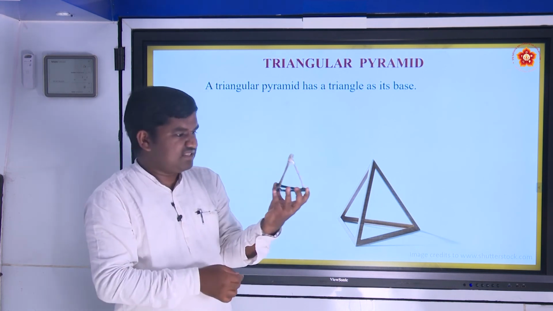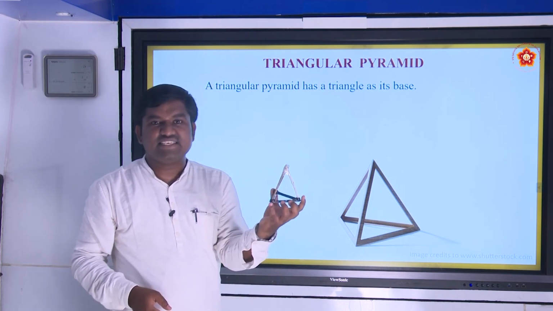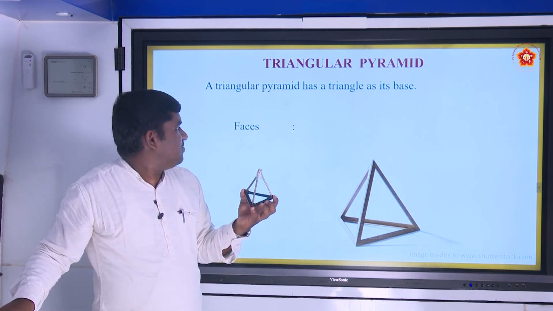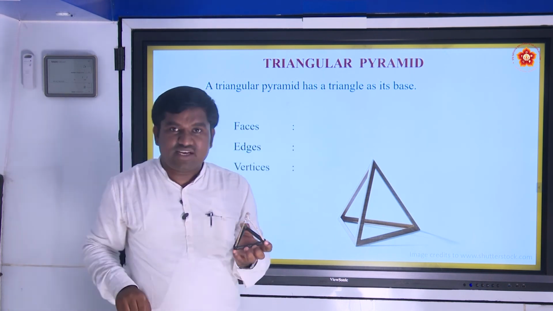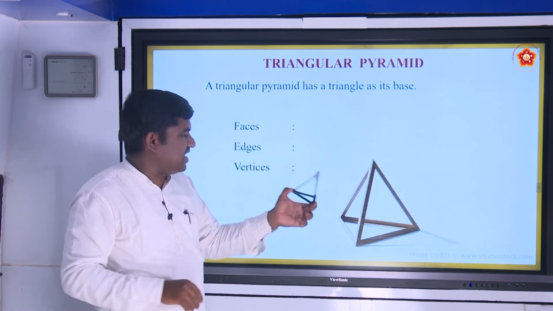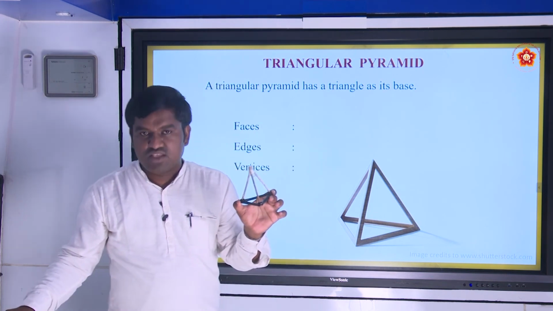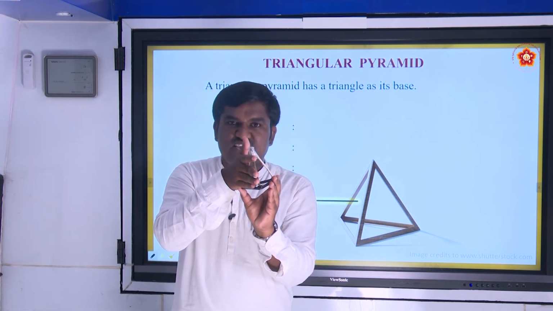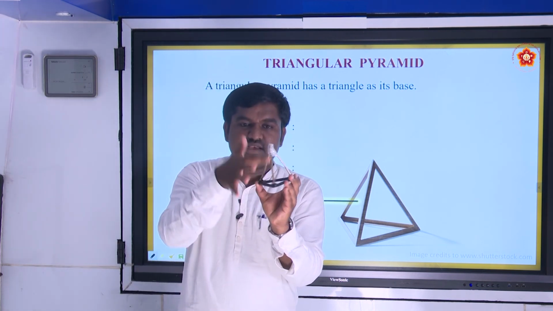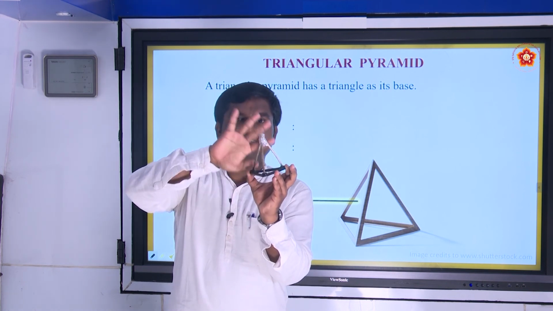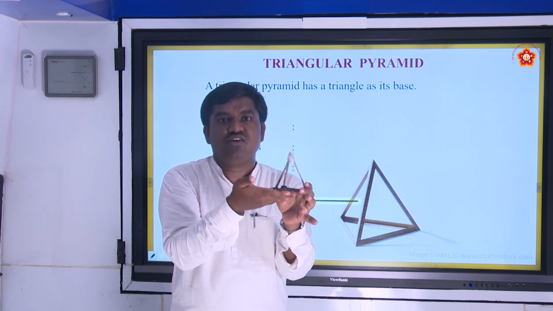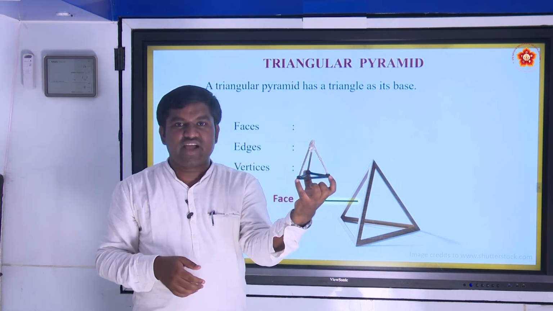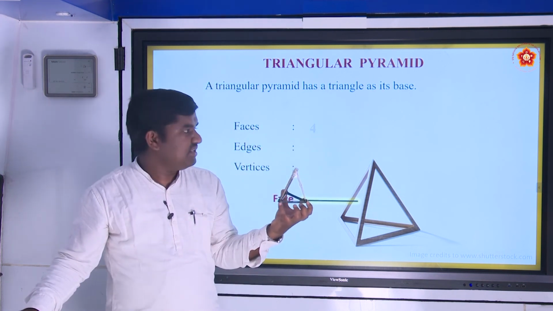Yes, we will count the number of faces, edges and vertices. How many faces are there in this? Yes, shall we count? See, this is one face, first face. Yes, this face, second face, third face and also the bottom one. Total 4 faces are there in this triangular pyramid.